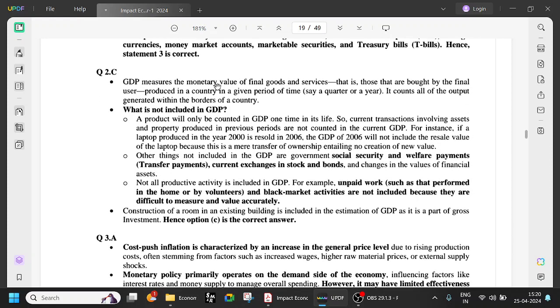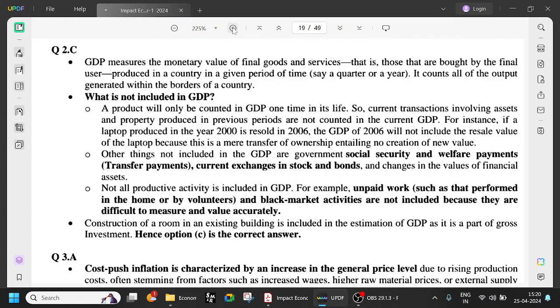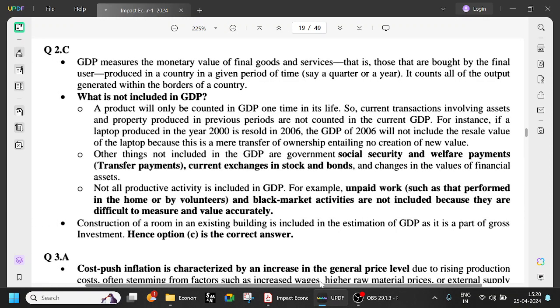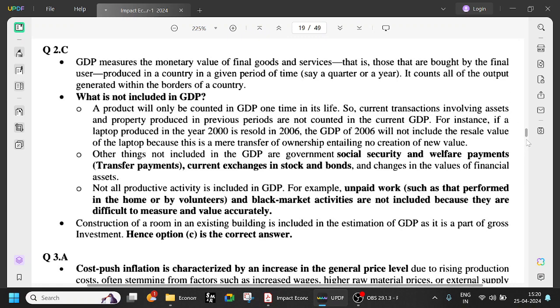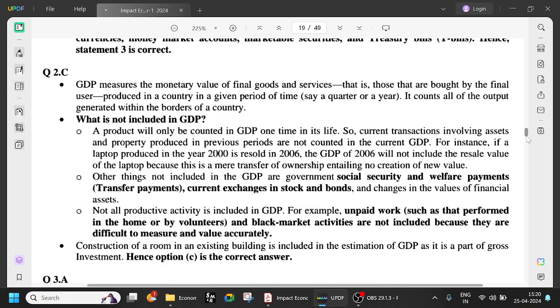GDP measures the monetary value of final goods and services. What is GDP? Value of goods and services.